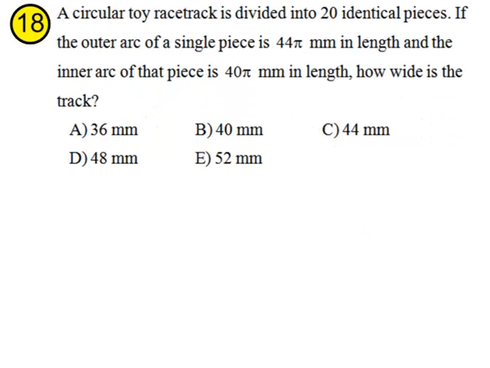All right, 18. A circular toy racetrack is divided into 20 identical pieces. If the outer arc of a single piece is 44 pi millimeters in length and the inner arc is 40 pi millimeters, how wide is the track?